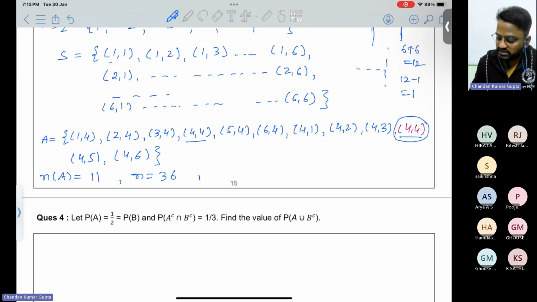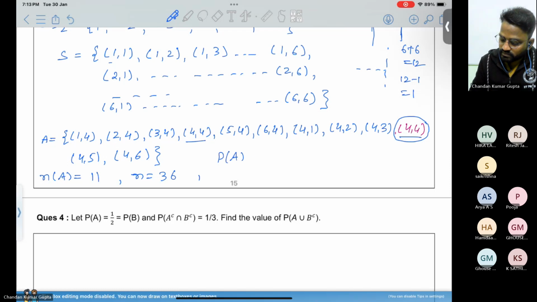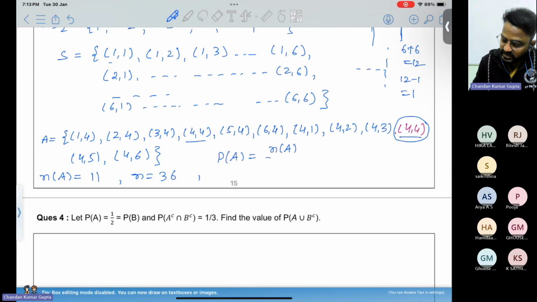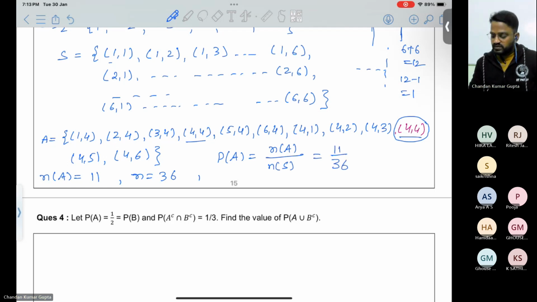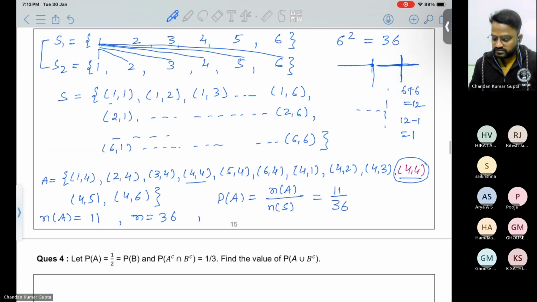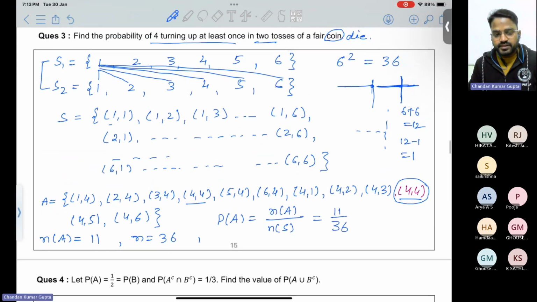Then what is the probability? It is the number of elements in A upon the number of elements in S, which is equal to 11 upon 36. Is it okay?